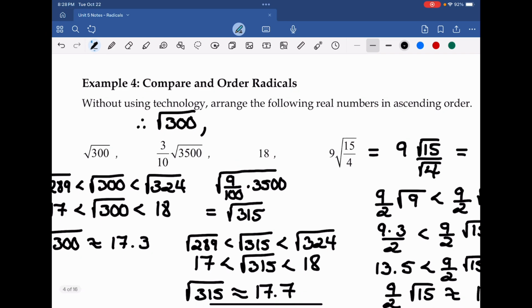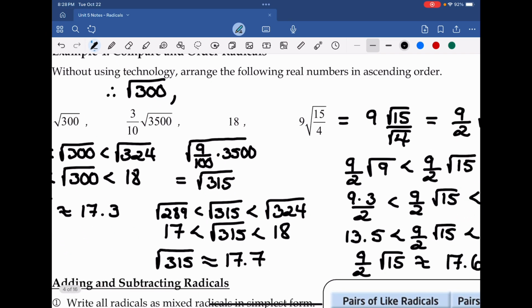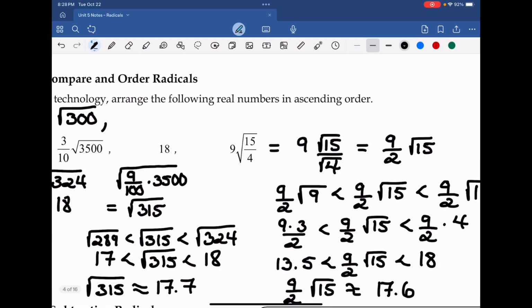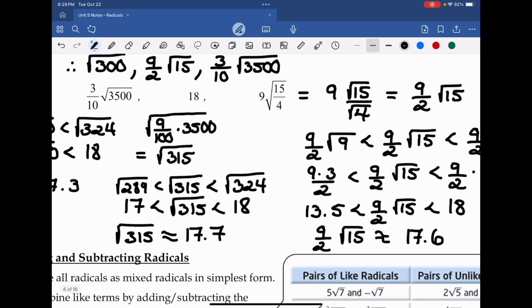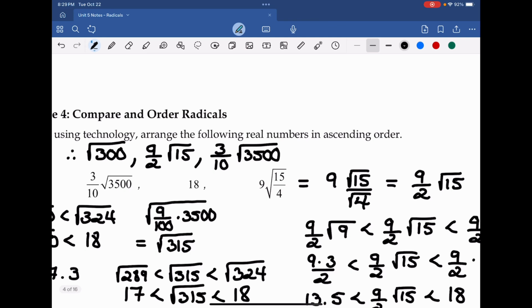The next one, we have 17.7 or we have 17.6. We're going to put the 9 over 2 square root of 15 as the second value because this one ended up being a little bit less. We can then say our square root of 3 over 10, all square root of 3,500 was third because this one was our 17.7 approximately. And then lastly, we have 18, which was just the whole number.